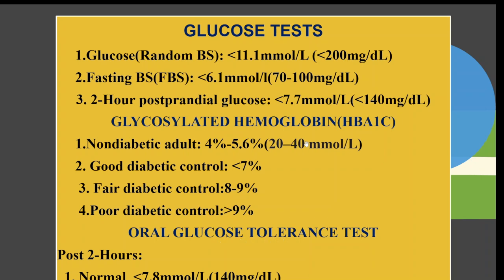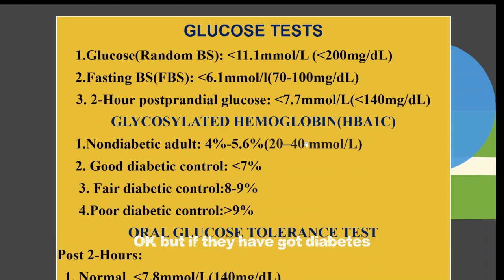But if the patient has diabetes, their HbA1c is usually more than 6.5. That's what you need to remember. So if it's more than 6.5 and the patient has features of diabetes, you make a diagnosis of diabetes.